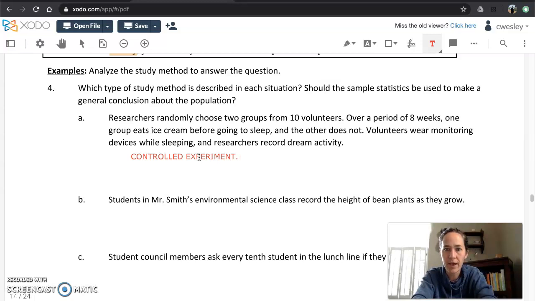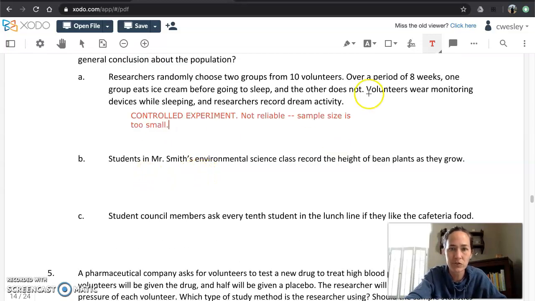Do you think this would be reliable? Looking at it, making a conclusion about the whole population based off of just 10 volunteers, I'm going to say not reliable, in my opinion. Probably too small of a sample size. And you have to watch out for that, right? You've got to look at how many people you are looking at before you make these conclusions.